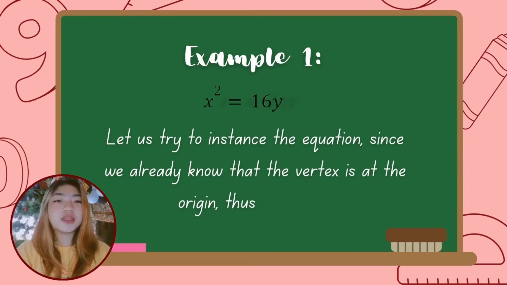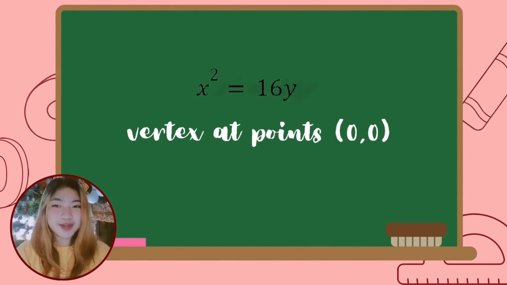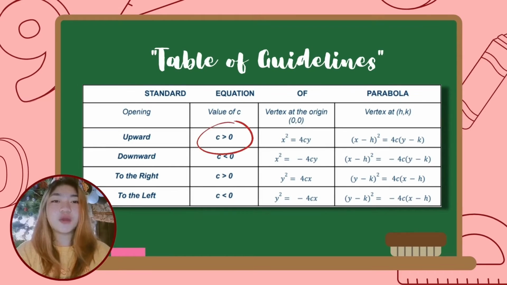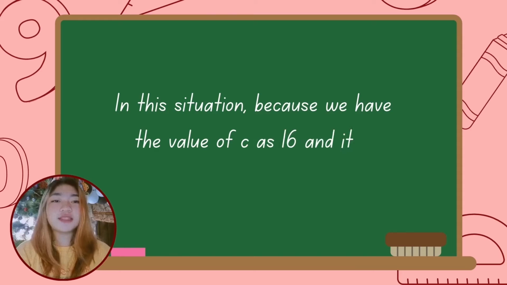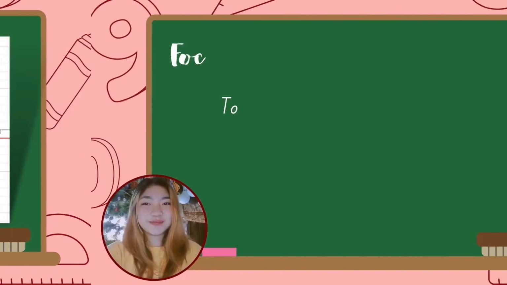Since we already know that the vertex is at the origin, we obtain the vertex at points 0 and 0. As you can see in the table of guidelines I showed previously, the parabola opens upward when the value of c is positive. In this situation, because we have the value of 16 and it is greater than 0, we can plot the opening rising upward.